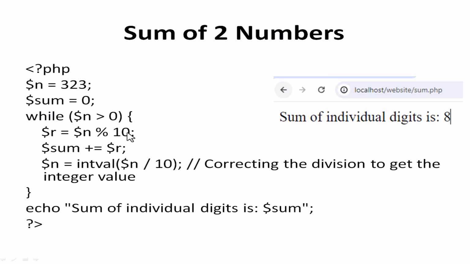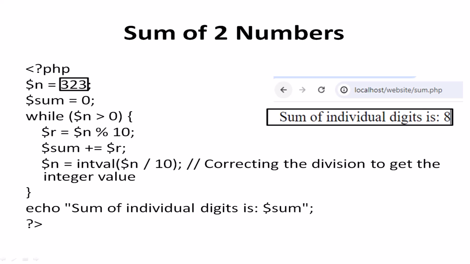Here n equals 323, which we have specified, and the loop runs while n is greater than 0. Now 323 is greater than 0, which is true. Now remainder equals n modulo 10. So 323 modulo 10, the remainder will be 3, and then n is divided by 10. Then it is going to show the sum of individual digits. It means 3 plus 2 is 5, 5 plus 3 is 8. So the sum of individual digits is 8, as shown in the screenshot.